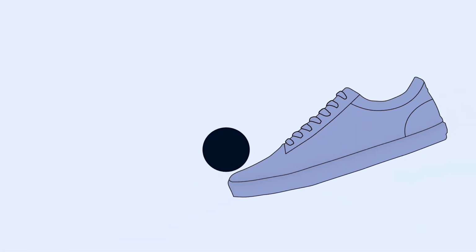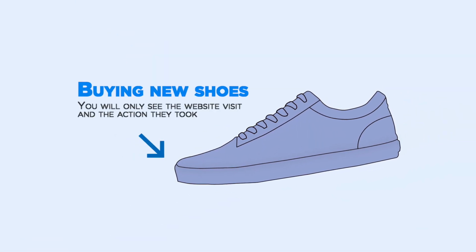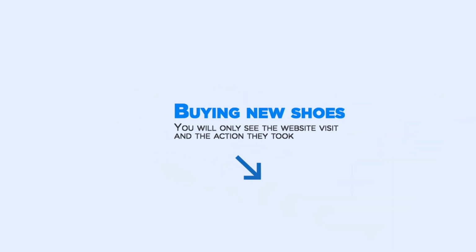Let's say that you have a website that sells shoes. In Universal Analytics, you'll be able to see that a user visited your website and added a pair of shoes to their cart. However, you will not be able to see if the user went on to make a purchase later, as the session would have ended.